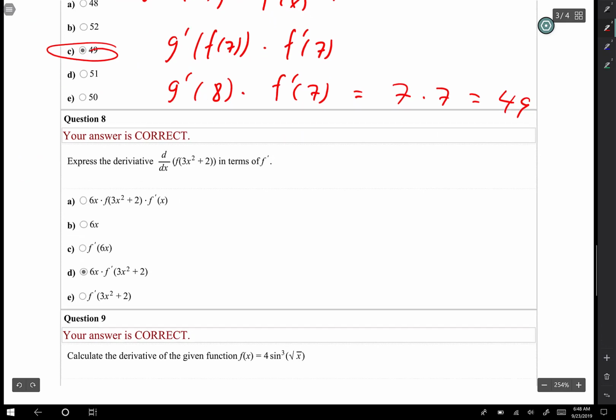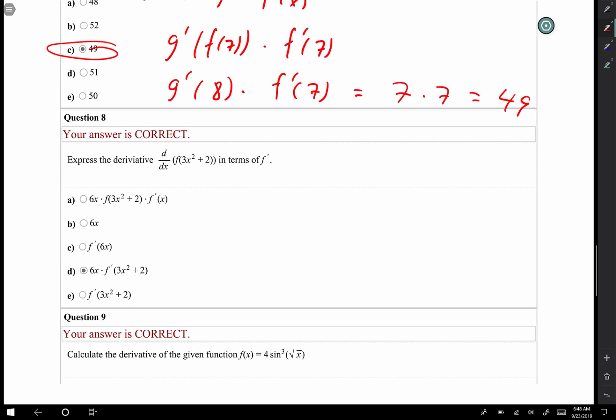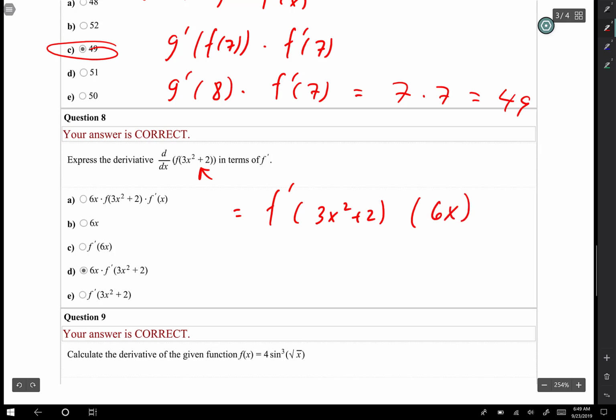Let's keep going. Express the derivative in terms of f prime. So this is considered the inside, guys. So we're going to do chain rule. Derivative of the outside, f prime, leave the inside alone, 3x squared plus 2, times derivative of the inside. So derivative of the inside is 6x. So there it is. Maybe bring the 6x to the front. And there it is.